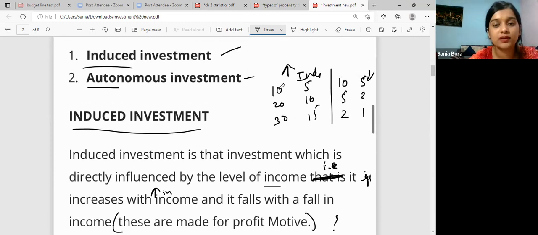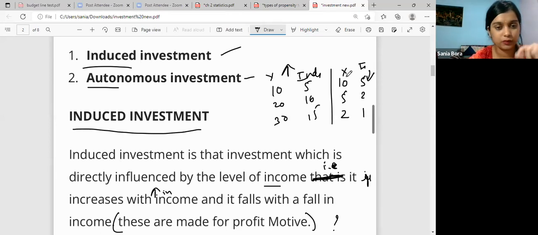So you can see over here, this is your income. If your income is increasing 10, 20, 30, at that moment your investment will also increase 5, 10, 15. If your income is decreasing 10, 5, 2, then your investment also decreases. Which investment? Induced investment. We are not talking about autonomous. We are talking about induced investment. So it is being affected by the income. If income increases, it will also increase. If income falls, it will also fall.